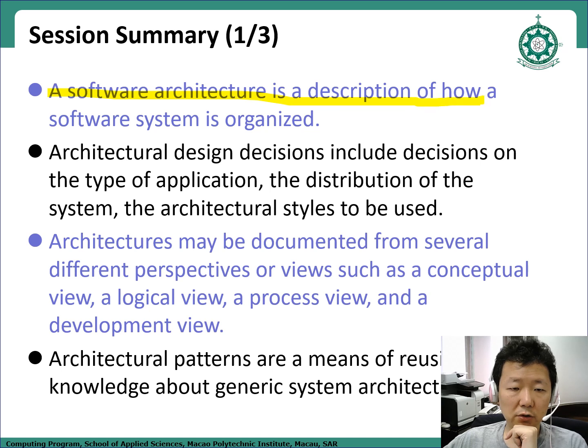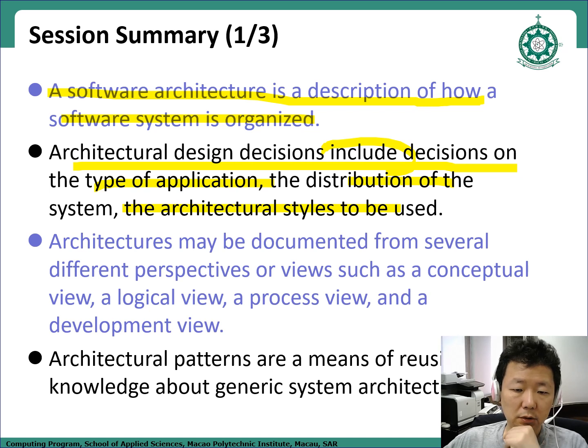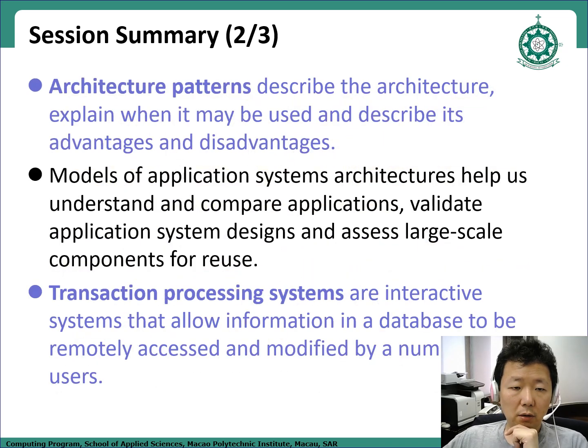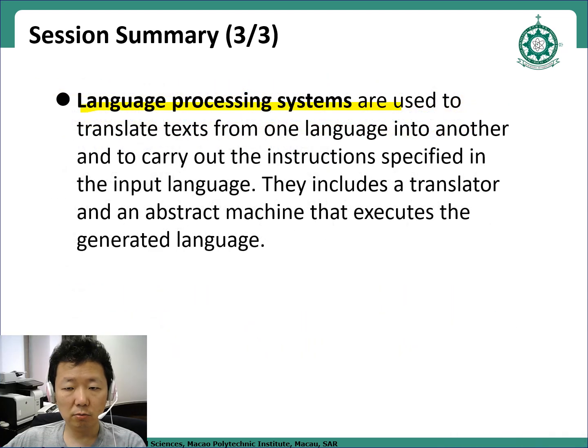So basically, software architecture is a description of how software is organized, and the architecture design includes decisions on the type of application, distribution of the system, and architecture styles. You need to include these. And then the architecture may be documented from several different perspectives. Not only perspectives, but also different views, including the conceptual view, logical view, process view, and the development view. And then architecture patterns basically describe the architectures, when to use them, how to use them, examples, and so forth. Okay, and then there are examples for transaction processing systems and language processing systems and so forth.